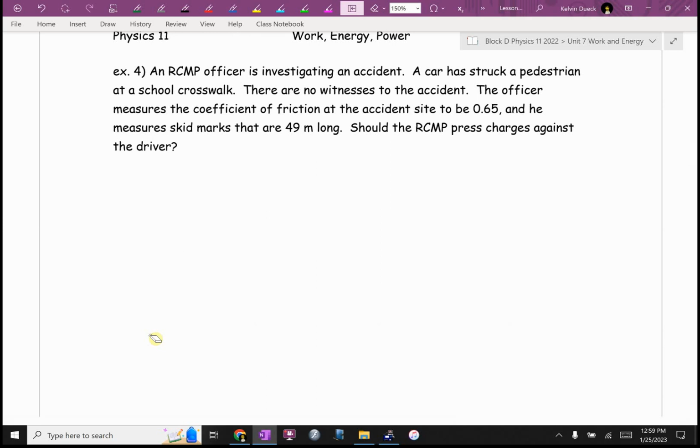This is how the RCMP would do it. An RCMP officer is investigating an accident. A car has struck a pedestrian at a school crosswalk. There are no witnesses, which probably means the pedestrian didn't make it either.